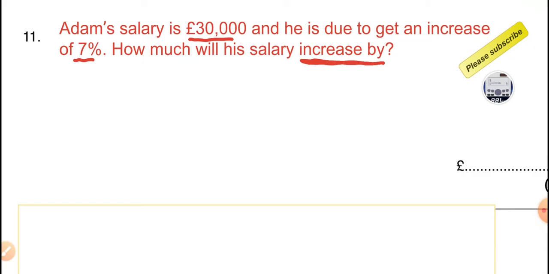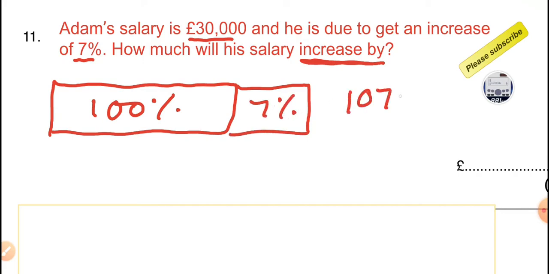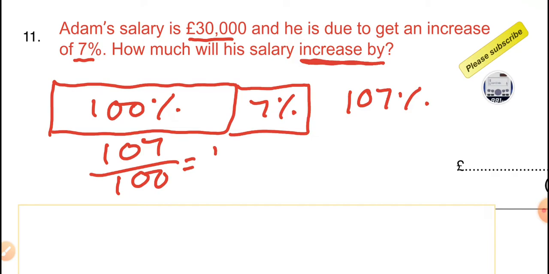So first of all, what is 7% increase as a decimal multiplier? Well, don't forget, the 30,000 represents 100%. Then he'll get an additional 7%. So his total salary is going to be 107%. So if you do 107 divided by 100, we will get 1.07. So this is very important that we now know that the decimal multiplier is 1.07.